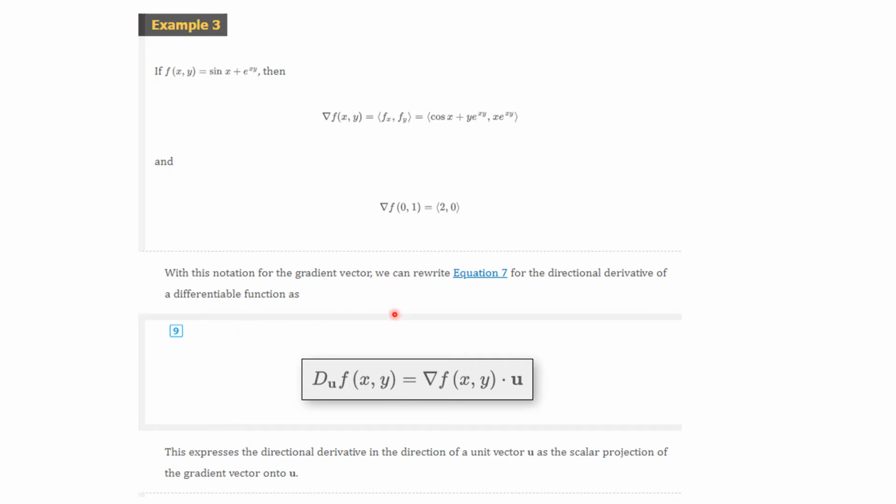So with this notation, then, we can redefine the directional derivative, and this really is the computational formula you're going to be using most of the time. The directional derivative in the direction of u of f of (x, y) is the dot product of del f, the gradient of f of (x, y), dotted with u. This expresses the directional derivative in the direction of a unit vector u as the scalar projection of the gradient vector onto u. And that's going back to previous terminology that we've used.